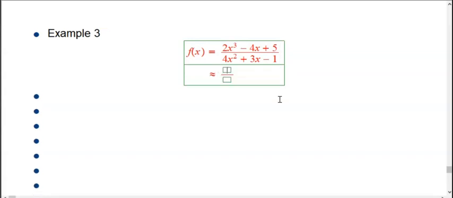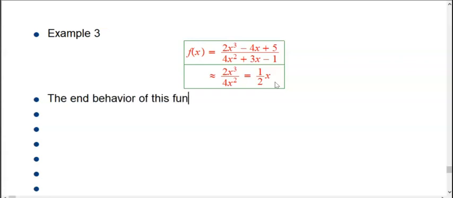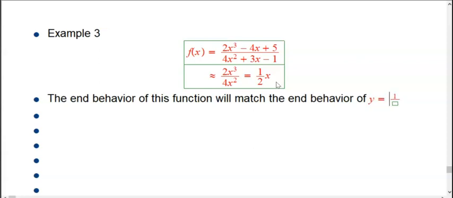Okay, well, we're still going to do our cover-up method. When x is a billion, it's still true that those leading terms are going to give me much bigger numbers than the other guys. So this is a very good approximation. Okay, the 2 and the 4 happen to cancel a little bit, might as well. Now, though, there's an uncanceled x in the numerator. And then I just go back and I say, the end behavior of this function will match the end behavior of y equals 1/2 x.